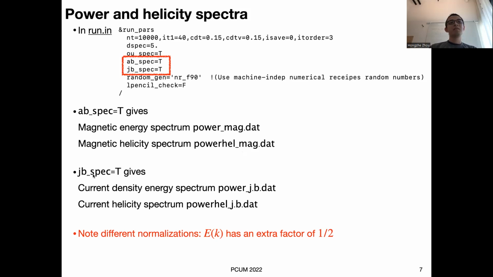And similarly, if you say JB spectrum, you will have J squared over 2 for the power spectrum file, and J dot B for the helicity spectrum file. And there is one thing to note here, that the power spectrum has already been normalized by a factor of 2. So if you integrate over the spectrum, you get B squared over 2 rather than B squared. Whereas if you integrate over the helicity spectrum, you just get A dot B rather than A dot B over 2. So there's this difference in the code.